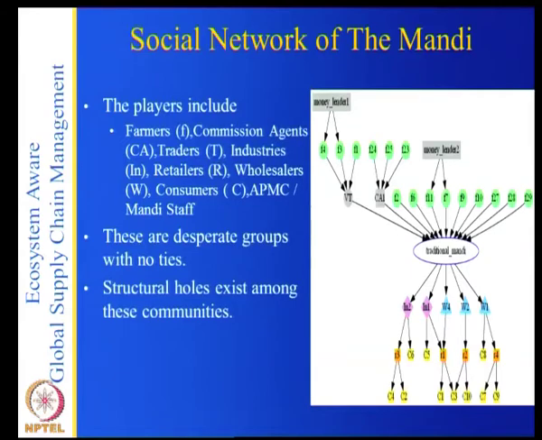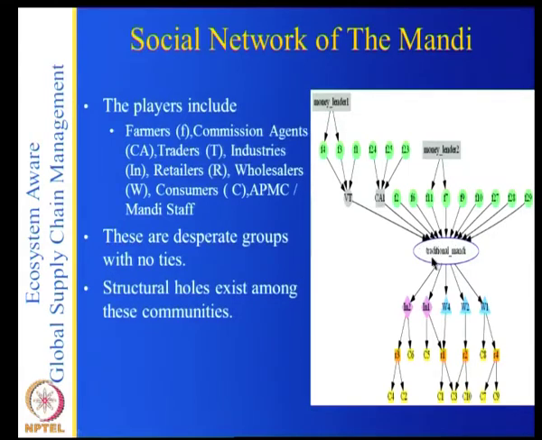Structural holes exist between these communities. In other words, you have the farmers as a community, and that's a network of themselves, and there are the traders, there are the retailers and all that. That is another community, and the Mandi is the only connecting point between them, otherwise they are not connected. So Mandi basically is an orchestrator which fills the structural hole.